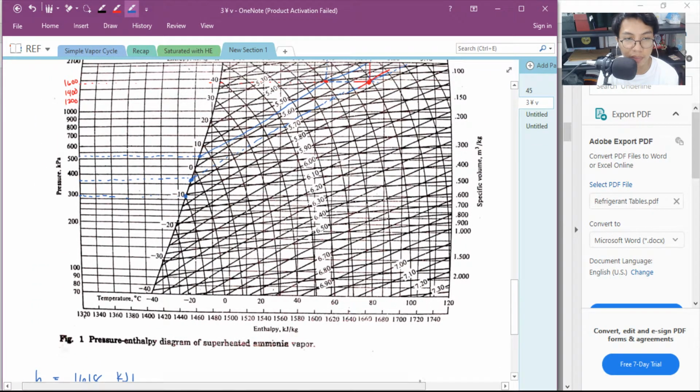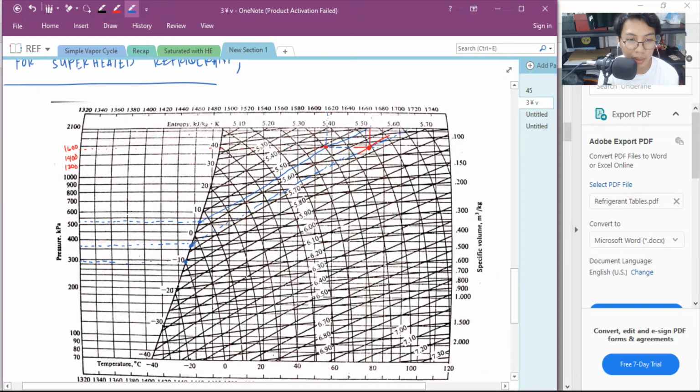Trace natin dito. 5.75. O, dito siya. Trace mo yan. 5.75, somewhere there. Tapos extend mo lang to. Saan siya magmi-meet here? 5.75, somewhere here. Dito tumama. Okay, pulahin natin yung value.